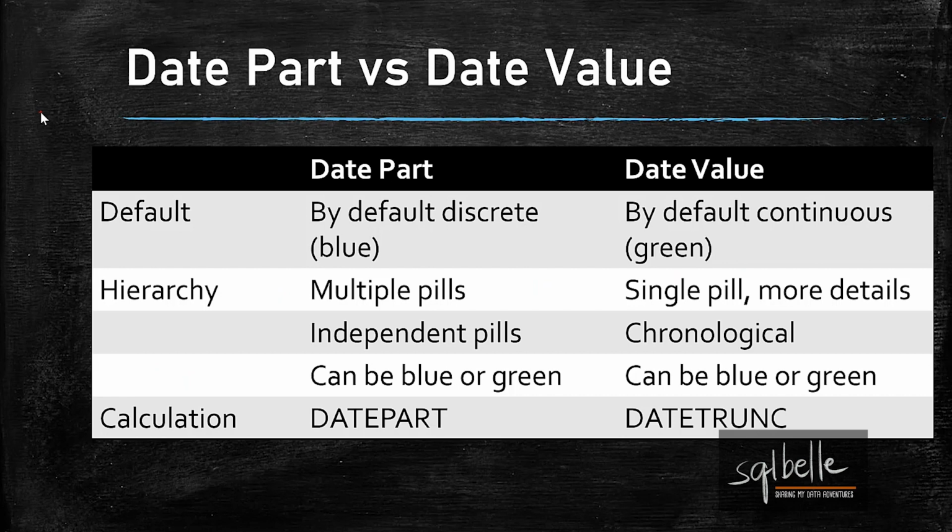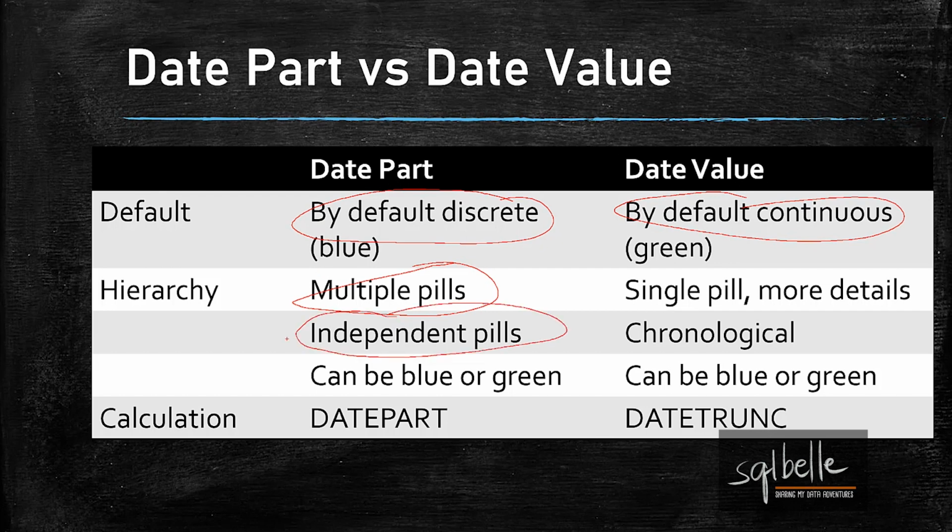So if we are to compare date part and date value side by side, a date part is by default discrete, therefore it's a blue pill. A date value is by default continuous, which is a green pill. When we expand the hierarchy, the blue pills expand to multiple pills, and these pills become independent pills that can be moved around. A date value, when we click on that plus sign, it still retains a single pill. We do not create any extra pills. But what you're going to see in the chart is just more and more details. And it also retains the chronological order of the data.